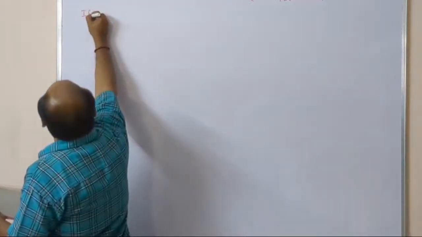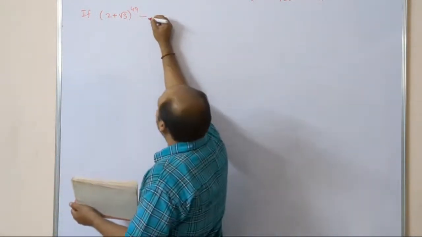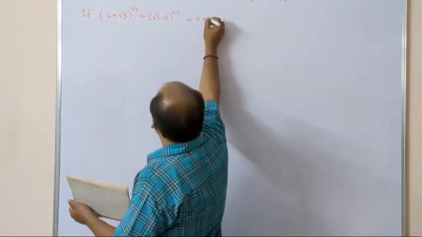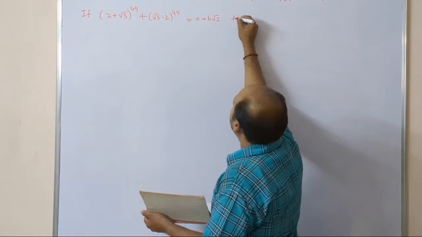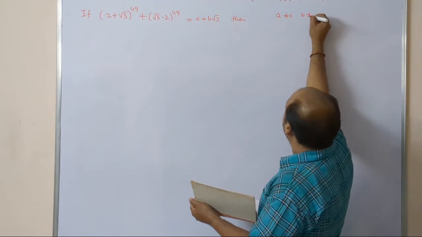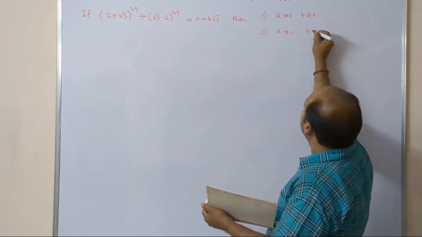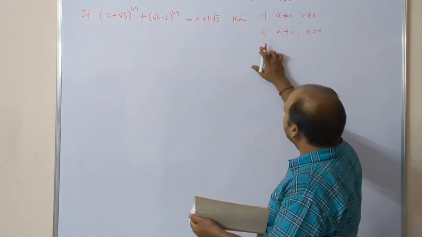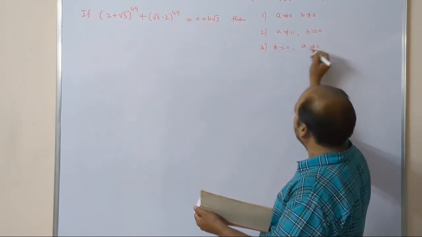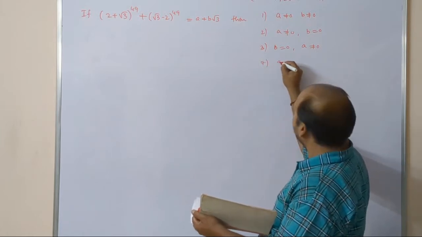The last question: if (2 plus root 3) whole power 49 plus (root 3 minus 2) whole power 49 is equal to a plus b root 3, then options. First option, a is not equal to 0, b is not equal to 0. Second option, a is not equal to 0, b is equal to 0. Third option, b is equal to 0, a is not equal to 0. Fourth option, a is equal to b.